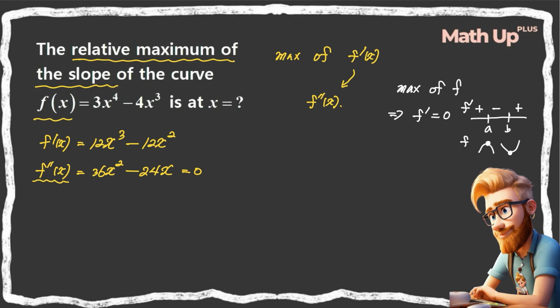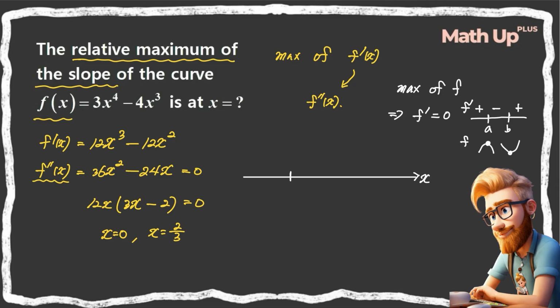So let's factor this. 12x times (3x minus 2) is equal to 0. So x is 0 or x is 2 over 3. Now we're going to do the first derivative test. We have a 0 here, we have a 2 over 3 here. So in the first interval, is f double prime positive or negative?